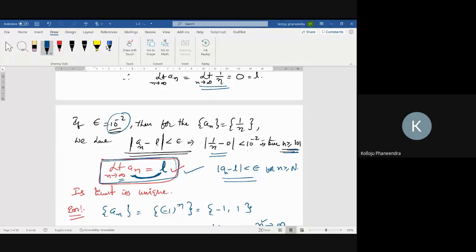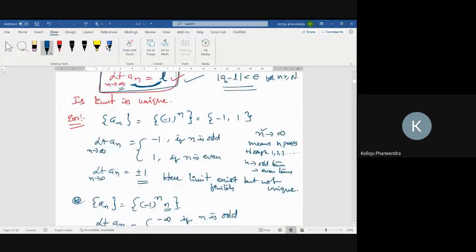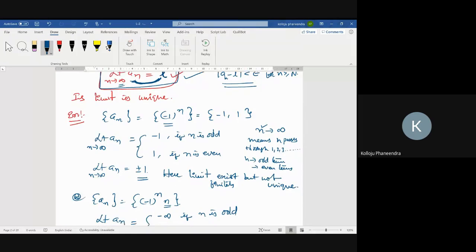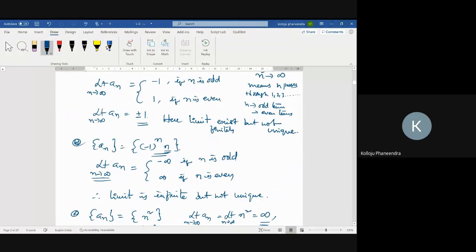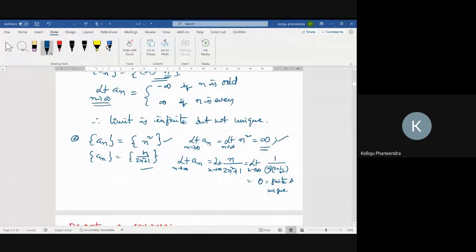This is one idea. And is the limit unique? Limit may not be unique. Examples: minus 1 whole power n. The limit is either plus 1 or minus 1, therefore finite but not unique. In this example, the limit is plus infinity or minus infinity, not finite, not unique. Another example, n square, the limit is infinite and unique. Another example, this limit is 0, finite and unique.